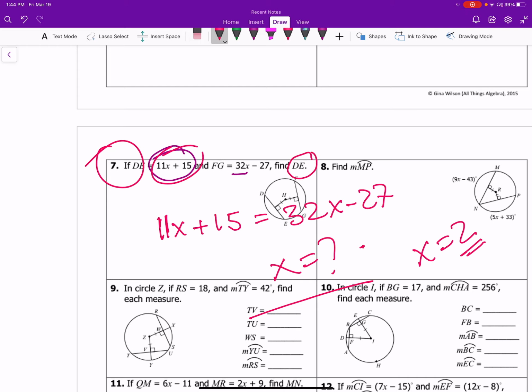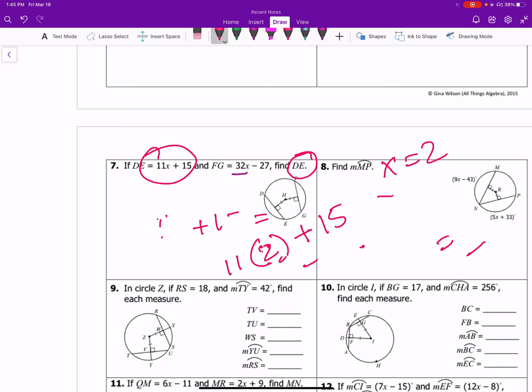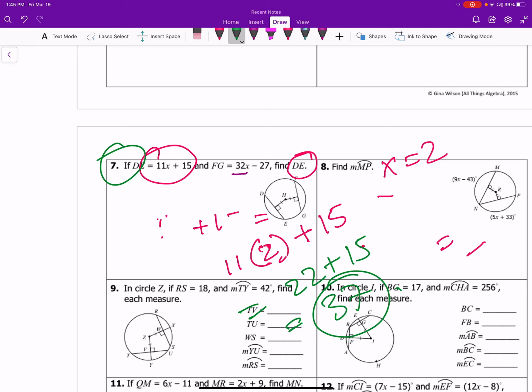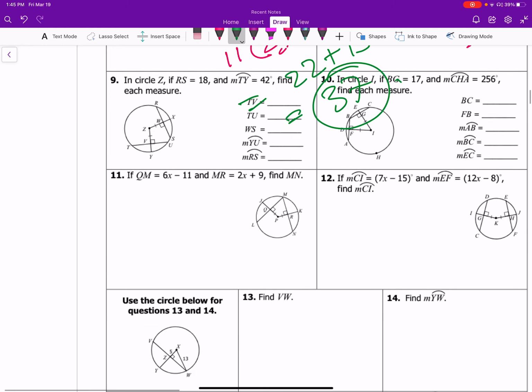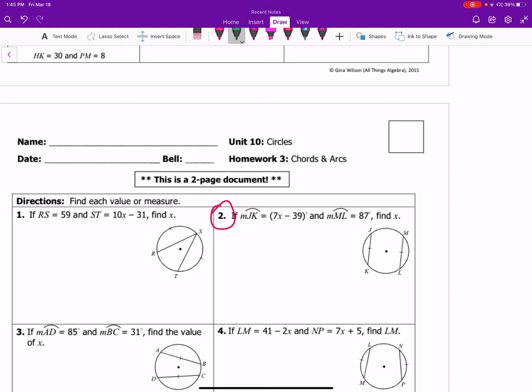Now they ask you to find DE. So what is DE? If you look for DE, it is given over here. DE is 11x plus 15. We got our x as 2. So 11 times 2 plus 15. What do you find? 22 plus 15 gives you 37. So that answer is 37. That's it. Okay?